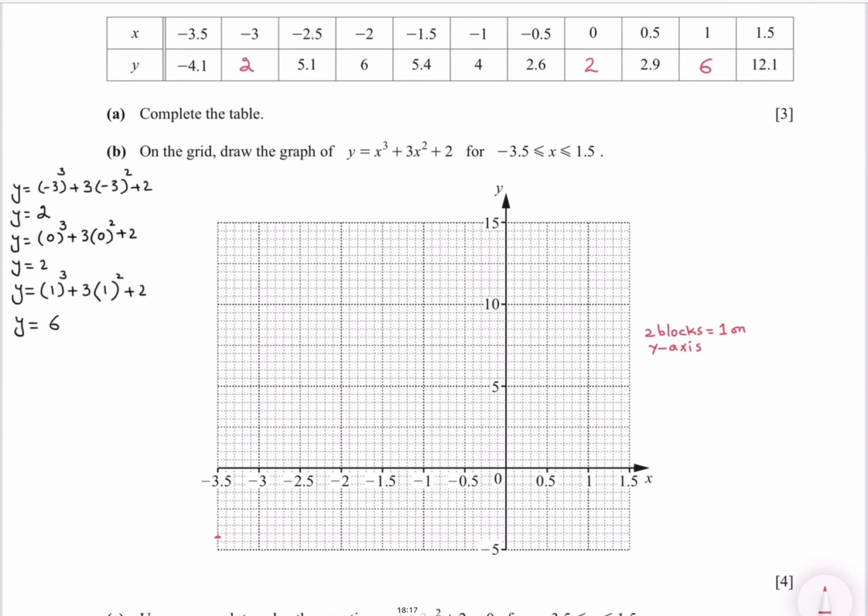Second, negative 3 on the x-axis and 2 on the y-axis. So this is your second point. Minus 2.5 in the x direction, negative direction, and 5.1 in the y-axis direction. So this is your third point. Likewise, you can fill all the points. Now join them with a smooth curve.